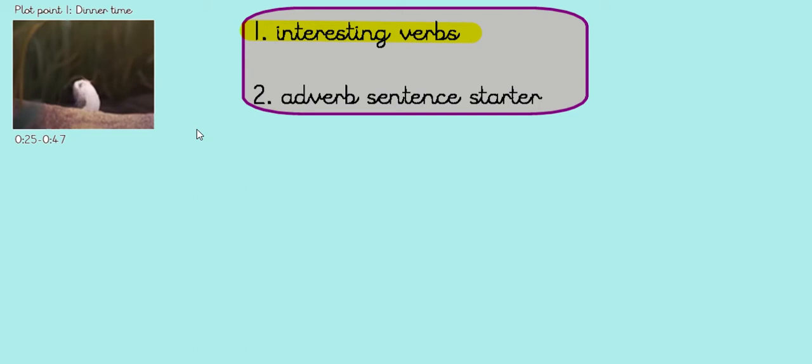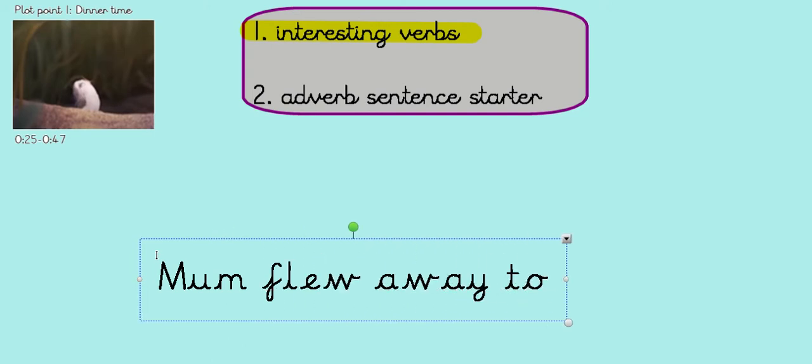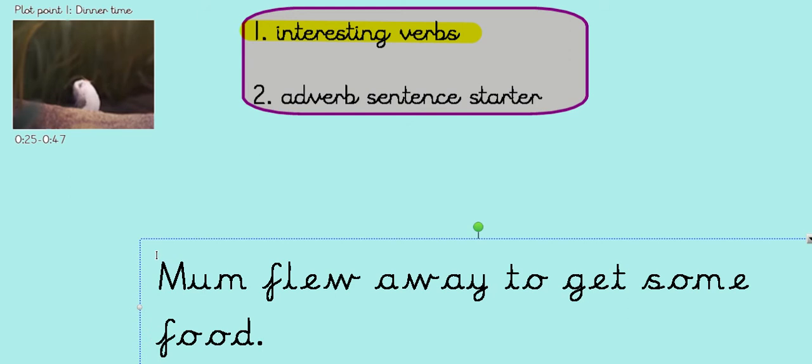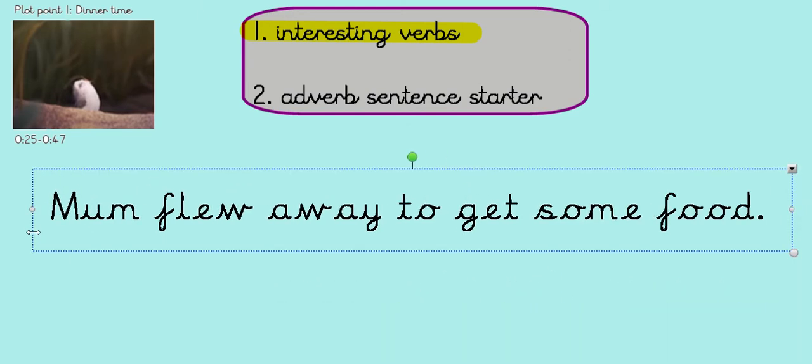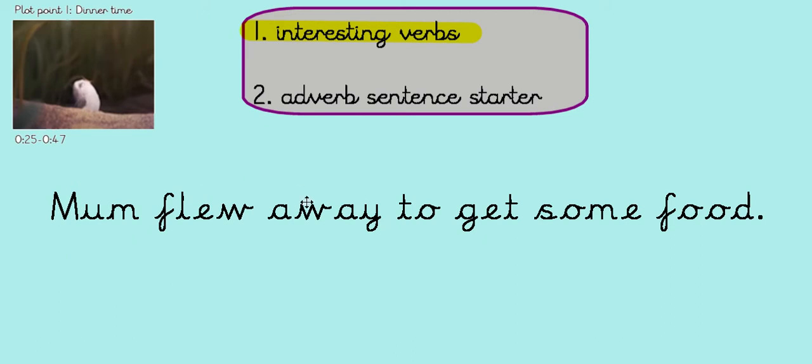Okay, children, so when I first start to write, I first think about the idea of my sentence. So I want to tell you what was happening at the beginning of the story. So at the beginning of the story, Mum, just going to write it down, just going to get my ideas down on paper. Mum flew away, didn't she? Mum flew away to get some food. And I'm going to put a full stop at the end of my sentence. And I've got a capital letter there at the start. Mum flew away to get some food. That is what happened, isn't it? But it's not very exciting. Mum flew away to get some food.